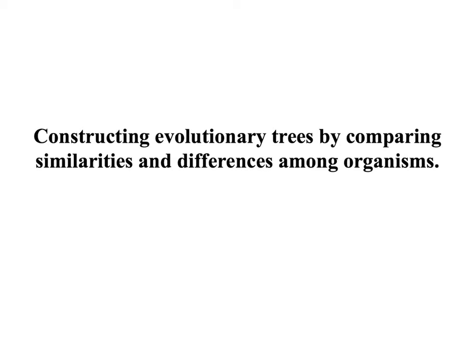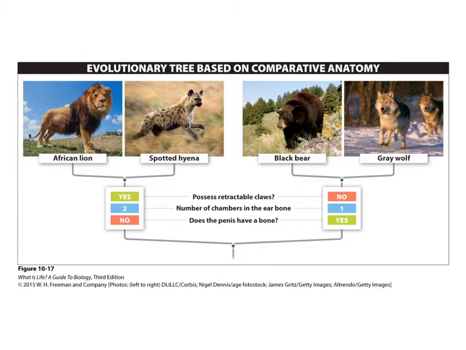When constructing evolutionary trees, we use comparisons of traits and DNA to help us determine the relatedness of the organisms. In this example, we see different traits, and we look at whether these organisms have them or do not have them. So in this case, the retractable claws are seen in both lions and hyenas, but not in bears and wolves. The number of ear bones in lions and hyenas is 2, but only 1 in the bears and the wolves. And the more similarities these animals have, the more closely related they are.